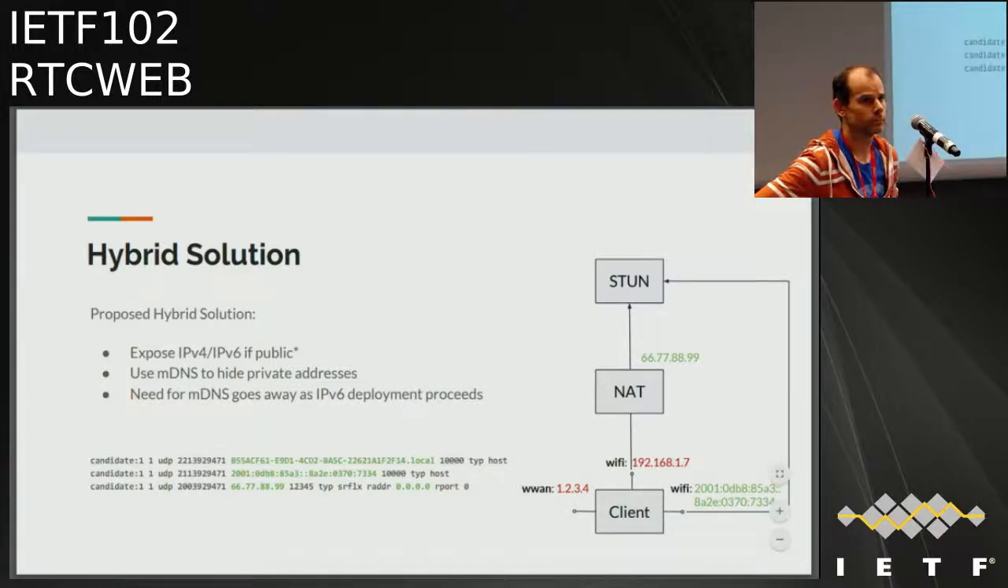I guess I'm just trying to understand why. And I also read in your draft that you only advertise one mDNS name for both IPv4 and v6. ICE is designed to have 1 candidate per address. Right.